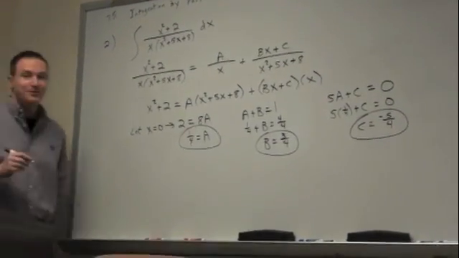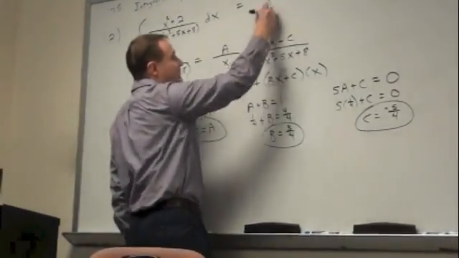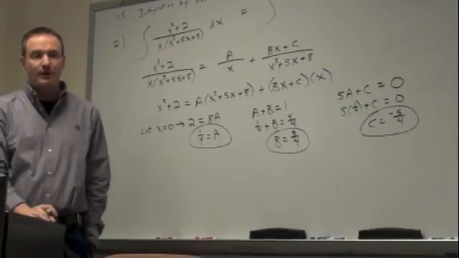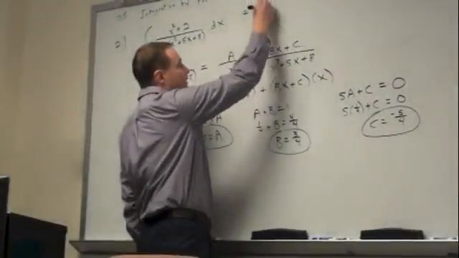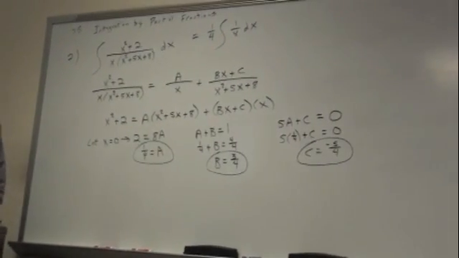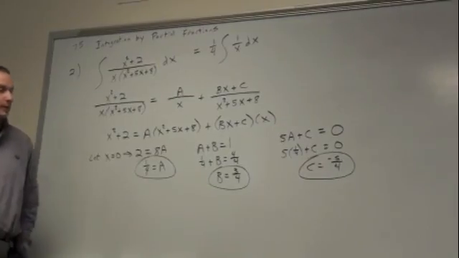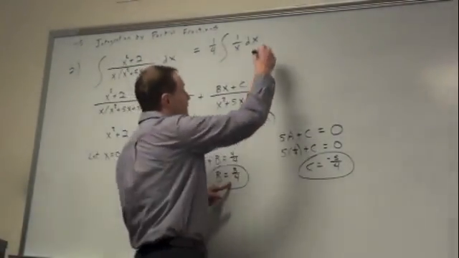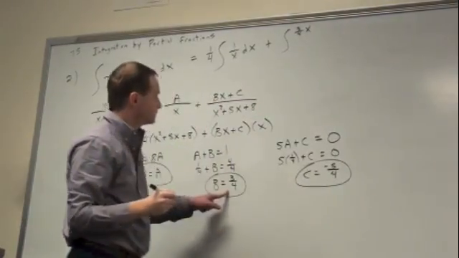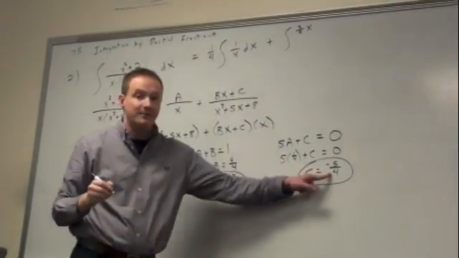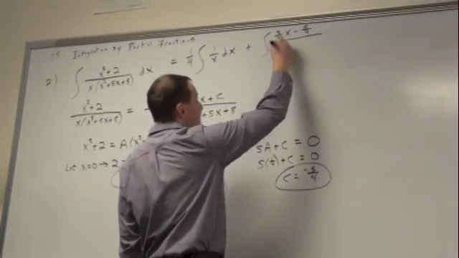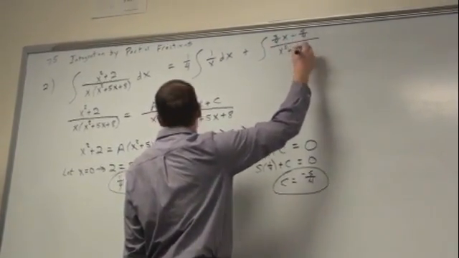So now I could go into my problem. This is equal to the integral of A over x, 1/4 over x. It starts off the exact same way the last one did. I'll factor that 1/4 out. 1 over x dx. That's going to be 1/4 natural log of x. The next one is harder. We'll have plus the integral of Bx, 3/4 x, plus C, minus 5/4, over x squared plus 5x plus 8.